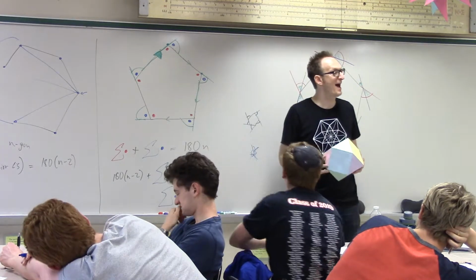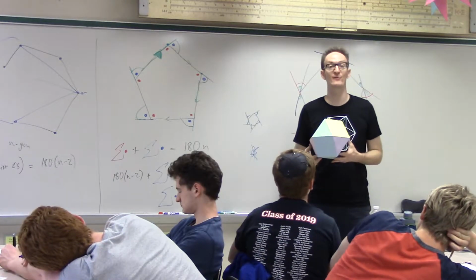What can I say about the vertices of a polyhedron?